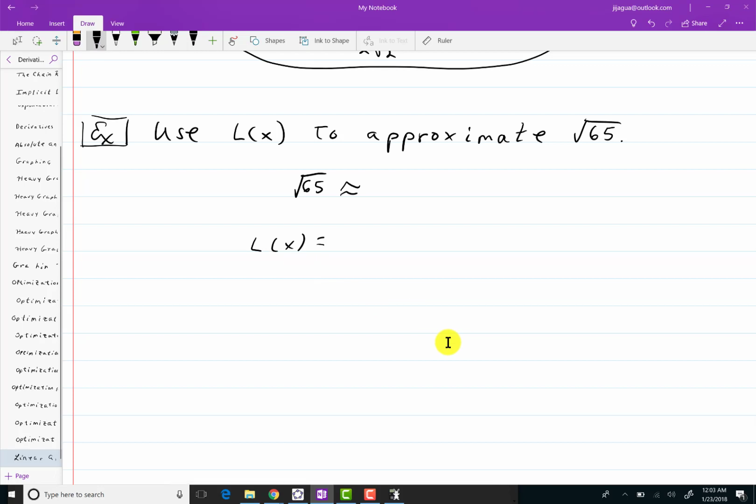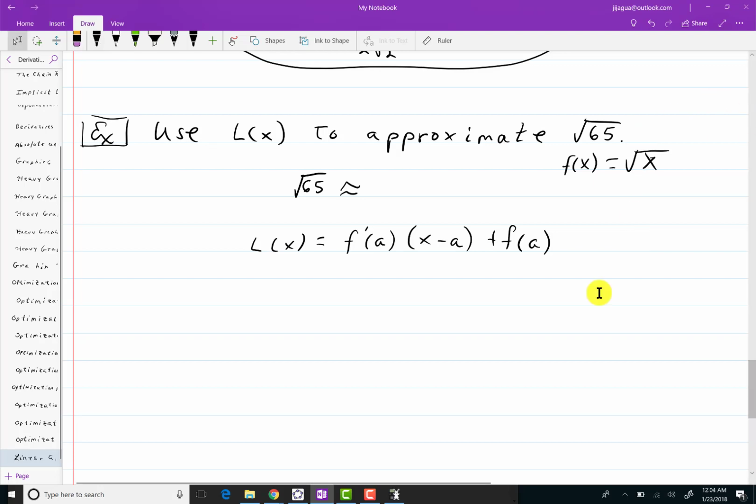That is f prime of a times x minus a plus f of a. And what is my f going to be? Well, I think a good idea is to allow f of x to equal the square root of x, not the square root of 65. So then, what this will end up looking like is 1 over 2 times the square root of a times x minus a plus the square root of a. And that will be used for my approximation.